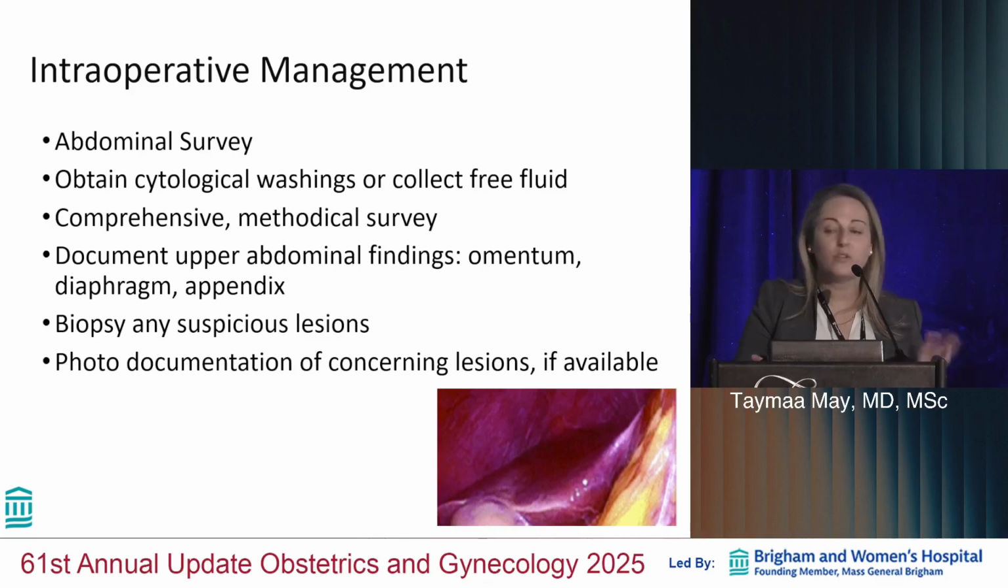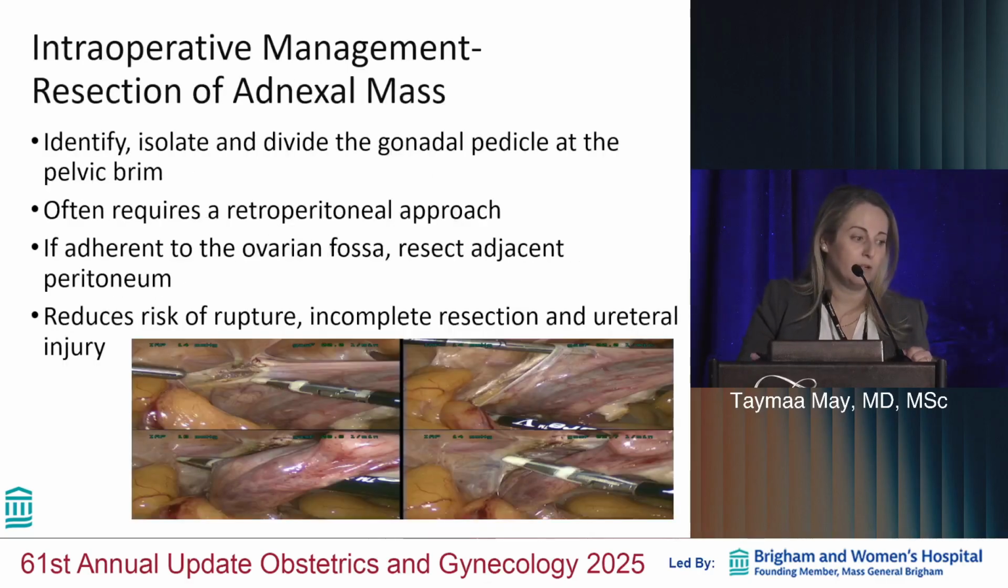A cytology, do that at the beginning. If they're negative, great. If they're positive, that's also very helpful. Methodical survey, document upper abdomen, omentum, diaphragm, appendix, and anything else that you see that's concerning. If there's anything suspicious, biopsy that. That's very helpful. And then if you have access to a video or pictures from your surgery, if there's a diagnosis of malignancy, that would also be very good.